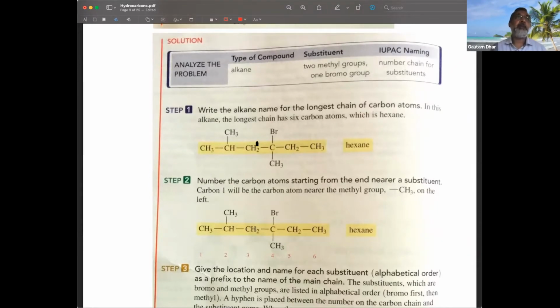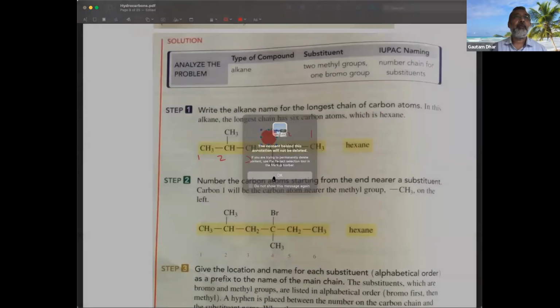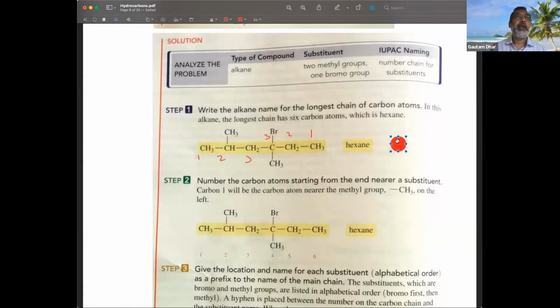So how many carbon atoms? 1, 2, 3, 4, 5, 6. And then you number it: 1, 2, 3. Now, why am I starting from that side? I could have started from the other side. If I start from the other side, this is 1, this is 2, but the first substitution is carrying a 3. Here it is carrying a 2. So this is the preferred nomenclature.